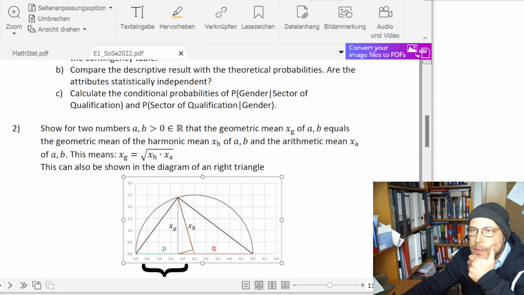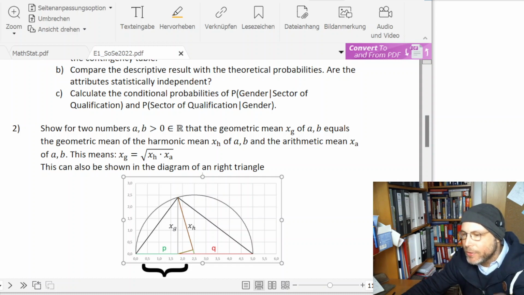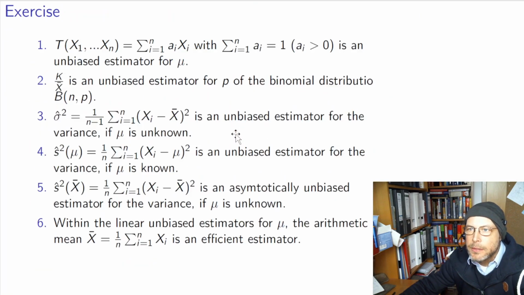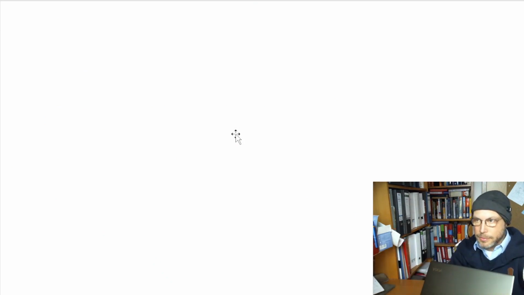So let's do it at first. We have to show this. Just xg equals, so the geometric mean is just the geometric mean out of the harmonic mean times the arithmetic mean. So I think I will do this just by hand. Then let's go here, and I take my laptop.